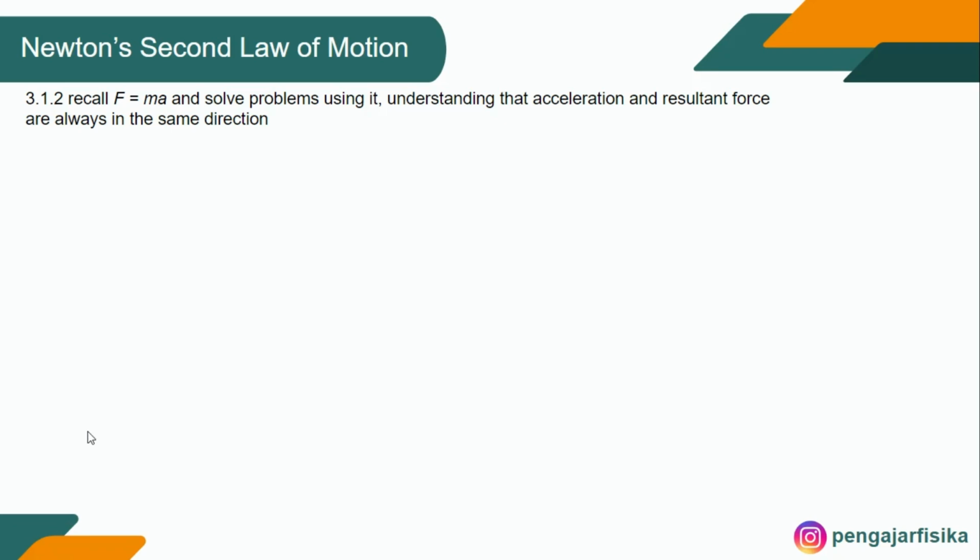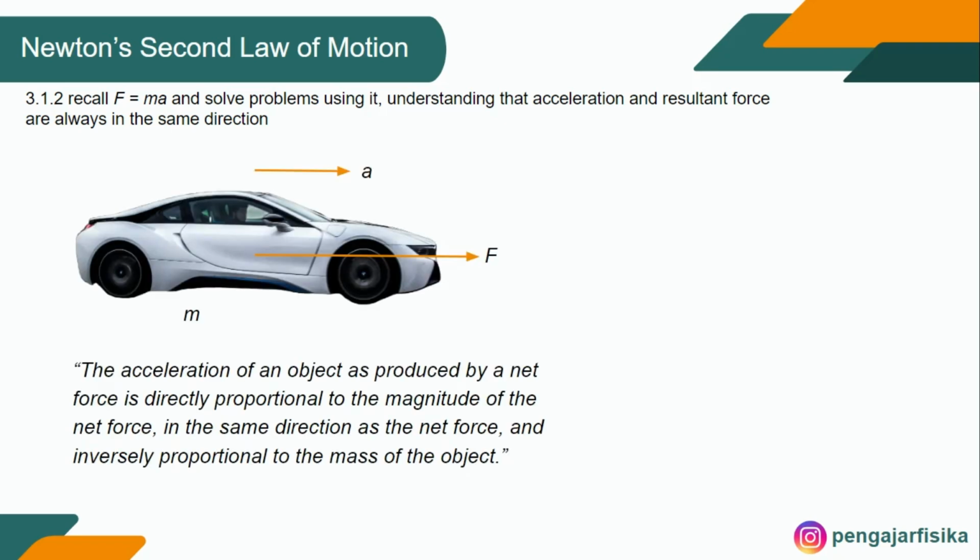Our second learning objective is to recall F equals m times a and solve problems using it, understanding that acceleration and resultant force are always in the same direction. Next, let's talk about Newton's second law of motion. The acceleration of an object produced by a net force is directly proportional to the magnitude of the net force, in the same direction as the net force, and inversely proportional to the mass of the object. It is expressed as the equation sigma F equals m times a.